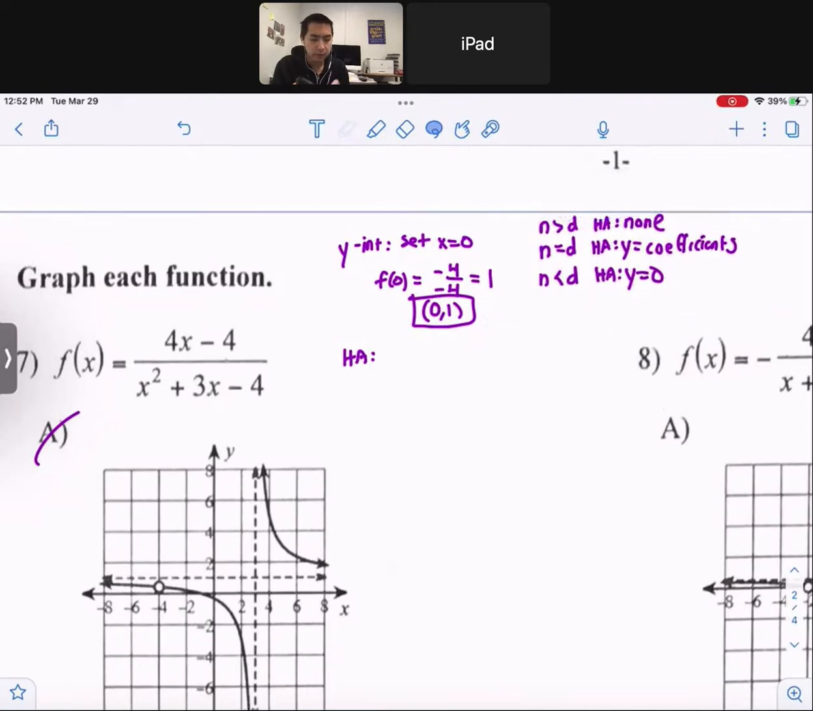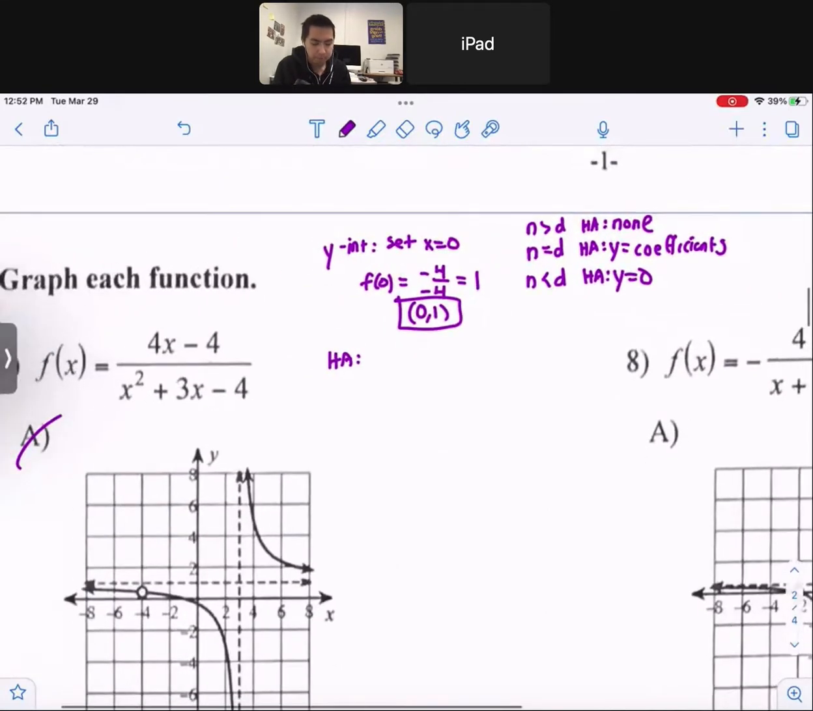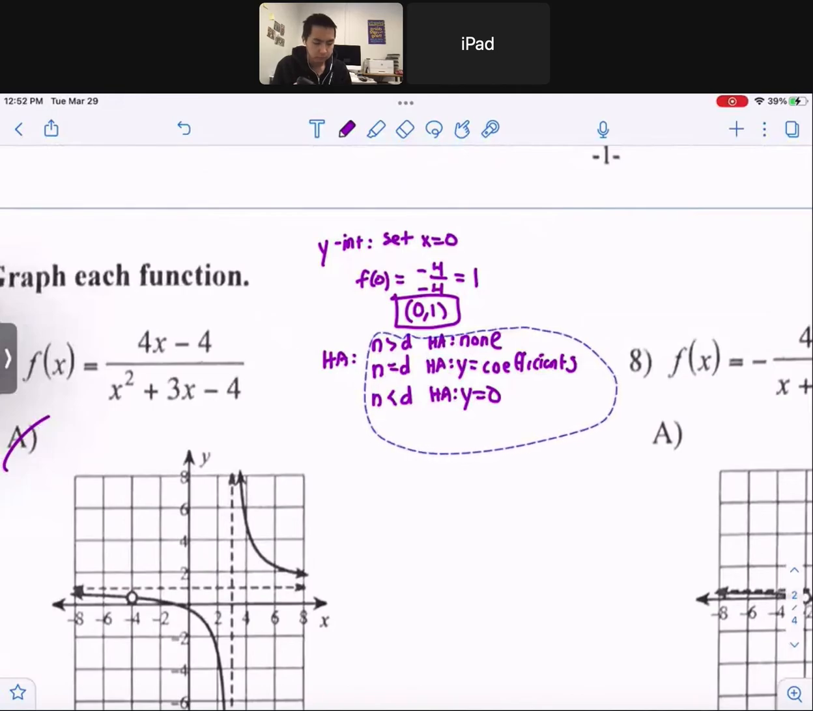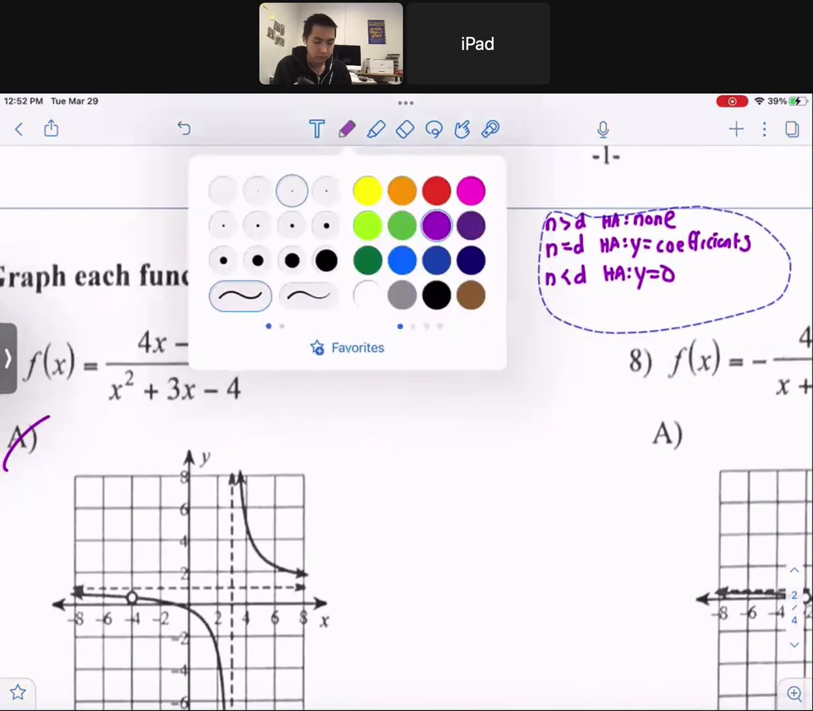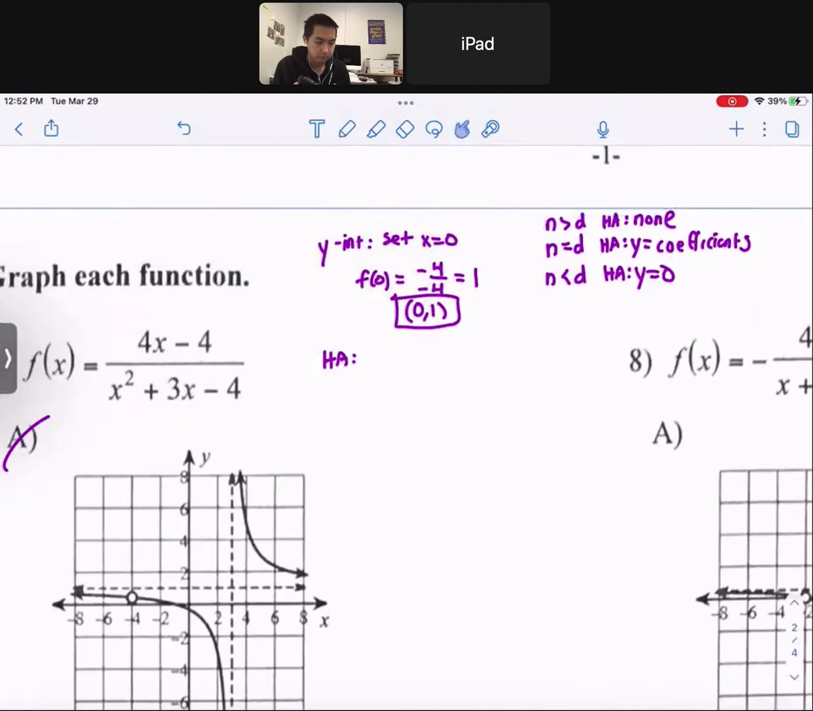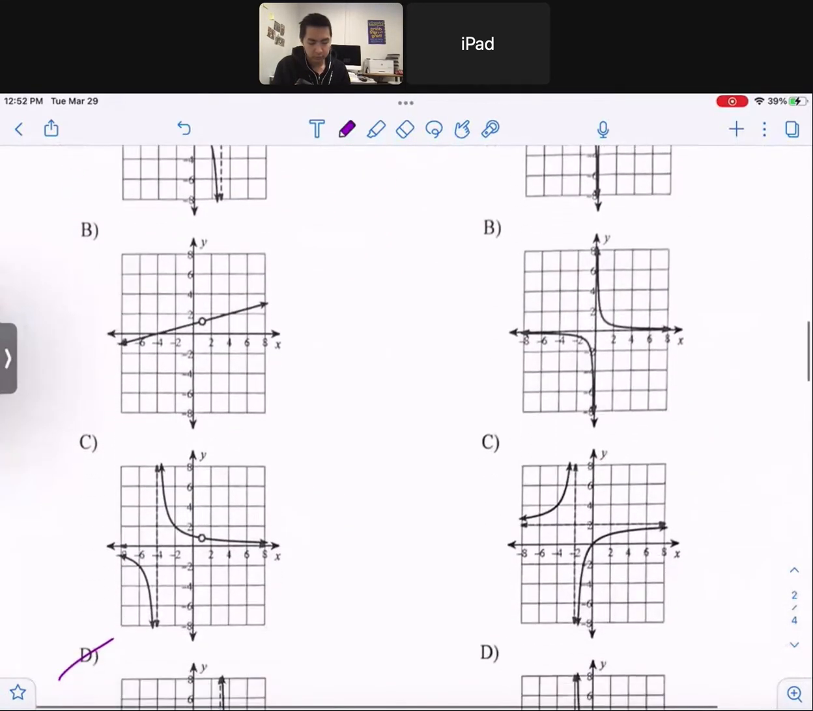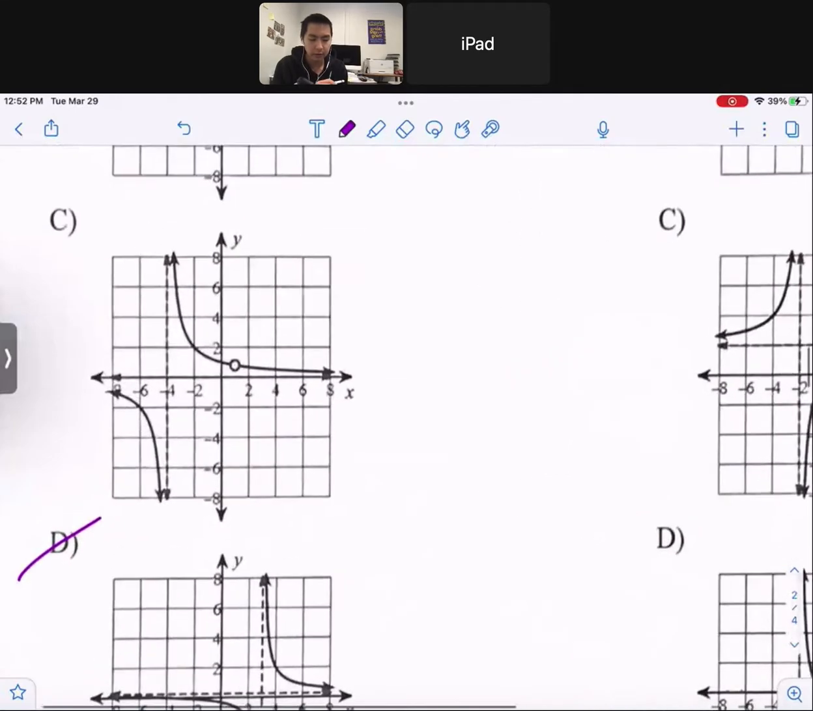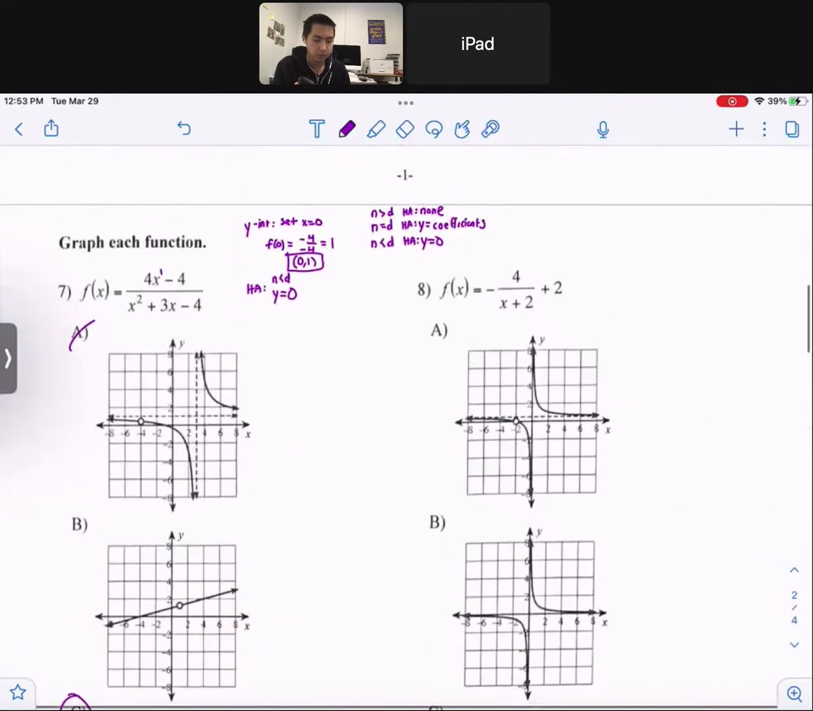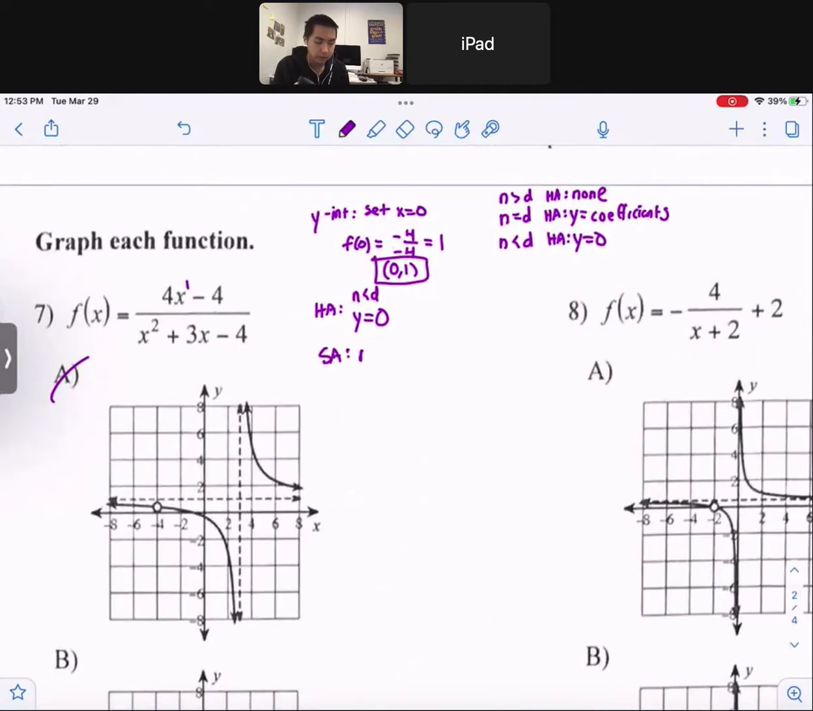So that's some good information to help us. Now let's take a look, right? Well, the degree up top, you guys, is 1, and the degree on the bottom is 2. So the numerator is less than the denominator, so the horizontal asymptote, you guys, is y equals 0. So when you guys take a look at this, this certainly has a y-intercept at y equals 0, and it has a y-intercept at 1. So that one's looking pretty good. We're not going to have a slant.